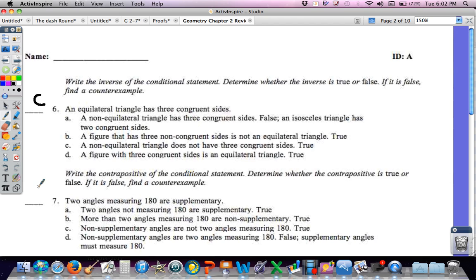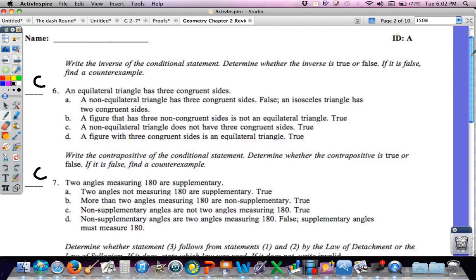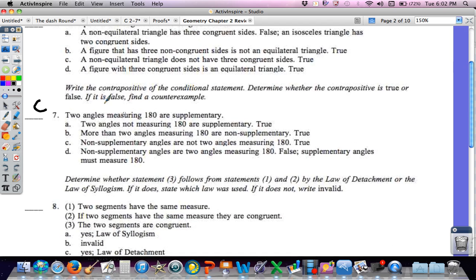Number 7. Again, the correct answer is C. We're asked to write the contrapositive of the conditional statement and determine whether the contrapositive is true. Two angles measuring 180 degrees are supplementary. So if two angles are not supplementary, then they are not two angles measuring 180 degrees, that is also true. To do the contrapositive, we flip the conclusion and the hypothesis and negate both of them.